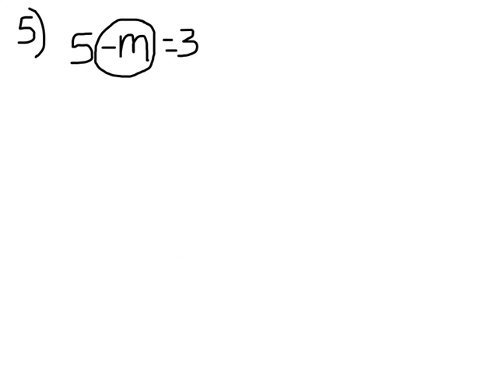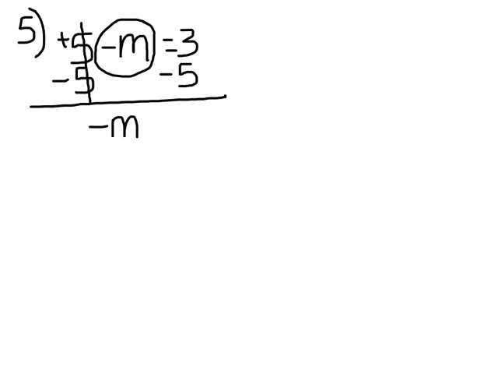In example 5, we have 5 minus m equals 3. We need to isolate our m, which is right here. So be very careful here. We have a positive 5 and a negative m. In order to isolate our negative m, we'll need to subtract this 5 on both sides. Positive 5 and a negative 5 cross off. And on the left side of our equal sign, we're left with negative m. Make sure that this negative sign carries down with the m.